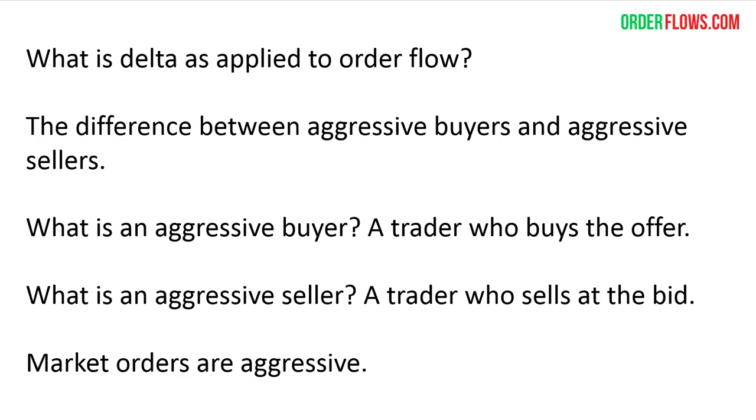But anyway, let's get on to what is delta as applied to order flow. Well, it's the difference between aggressive buyers and aggressive sellers. Sometimes when you hear the term delta, you think of options. Okay, order flow delta is completely different than options delta. What's an aggressive buyer? Well, it's a trader who buys the offer. What's an aggressive seller? It's a trader who sells at the bid. Market orders are considered aggressive.